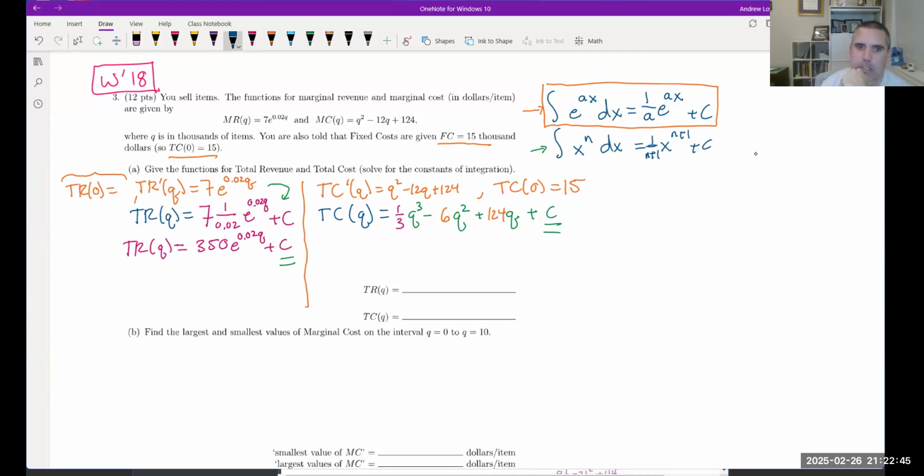Total revenue at 0 is 0. Now, the big thing here is that does not mean C has to be 0. You always have to plug in the X and the Y. That's the biggest takeaway from this. So now let's do it. Let's plug in the X and the Y, meaning this side should be 0 when we plug in 0. So 350, and I'm just going to write e to the 0 because 0 times 0.02 is 0, plus C. That's what that's telling me.